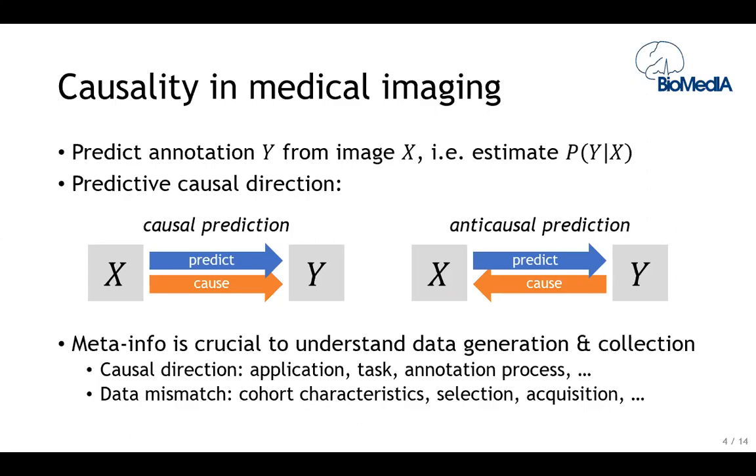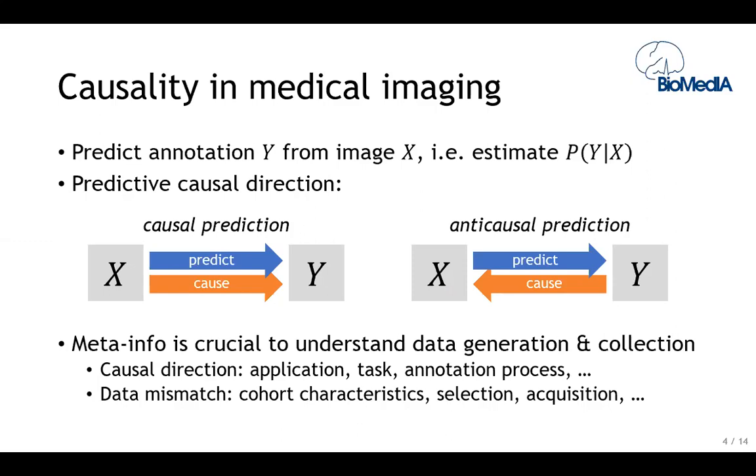Right, so we can have either causal or anti-causal prediction. Causal prediction is just we're trying to predict the effect from the cause. So we see that the arrows are pointing in the same direction. And anti-causal, we're predicting the cause from the effect. And in order to be able to discern which one is which, we need to have a look at the metadata. So the meta information that comes with the data set.